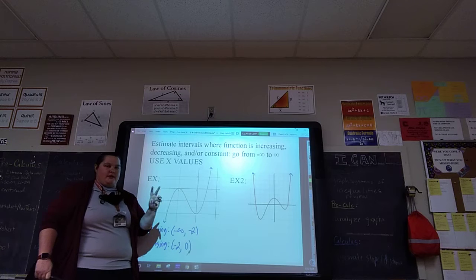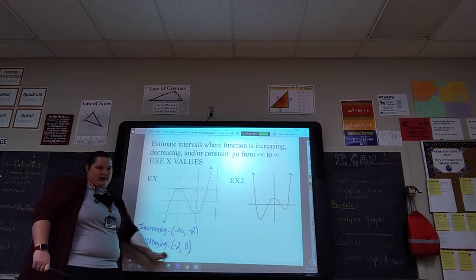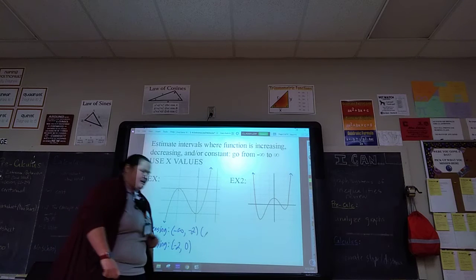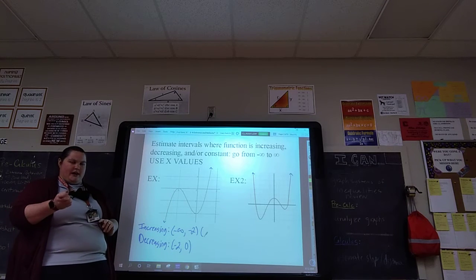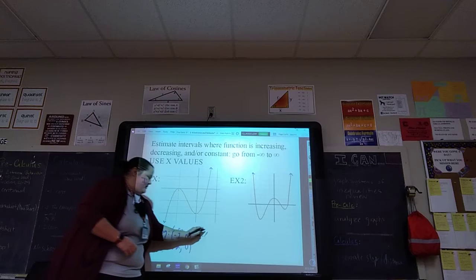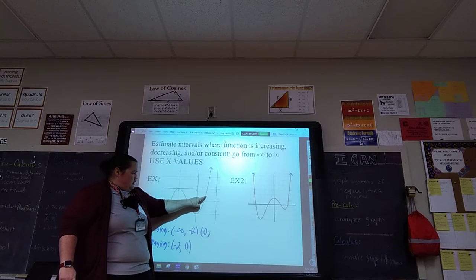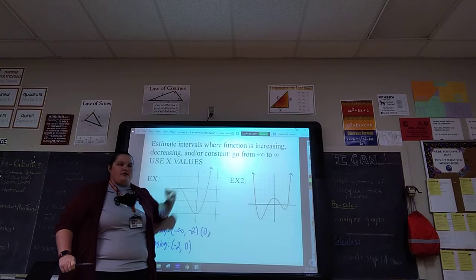Increases again. Now there's two ways you can do it. You can write increasing in and write the other interval. But since I've already written increasing, what I can do is just put my next interval of increasing next to that other interval of increasing. So from 0, and then does it stop increasing? No. No, so it's going to increase for the rest of the time.